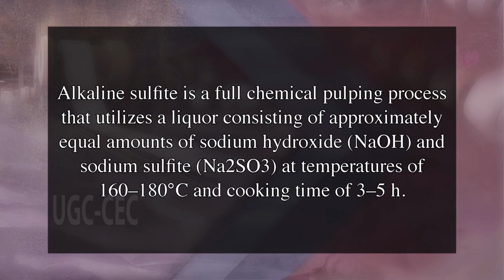The alkaline sulfite is a full chemical pulping process that utilizes a liquor consisting of approximately equal amounts of sodium hydroxide and sodium sulfite at temperatures of 160 to 180 degrees Celsius and a cooking time of 3 to 5 hours. The alkaline sulfite process produces pulps of similar qualities as those of kraft pulps.